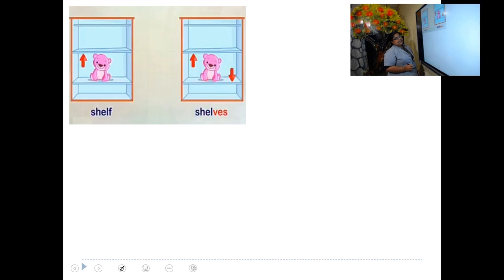So look here. Inside that one, a teddy bear is sitting, right? Where is the teddy bear sitting? Inside a shelf. There is one shelf, and inside that shelf the teddy bear is sitting. But here in this almirah there are a lot of shelves, right? You want to change shelf into shelves. Again, look here, the word is written with LF. F is the last letter in this word. So according to our rule, we want to change it to VES.